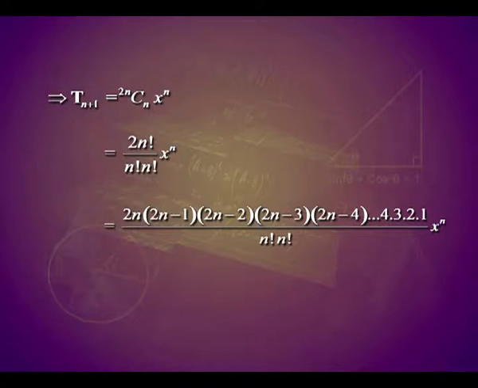The rest of the expression remains as it is, that is divided by n factorial times n factorial into x to the power n. Now, the idea is that you have to get a very specific answer. So, it will not hurt to take a good look at what you want. If you observe what you want, then in that case, the numerator has all odd factors only.